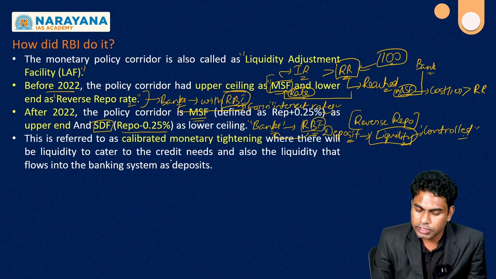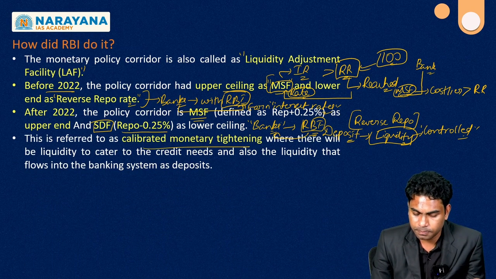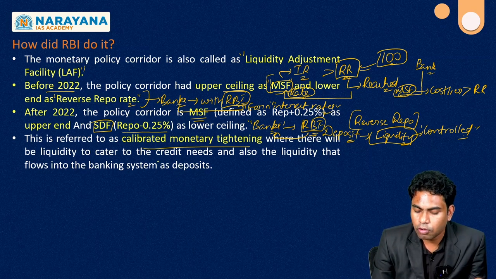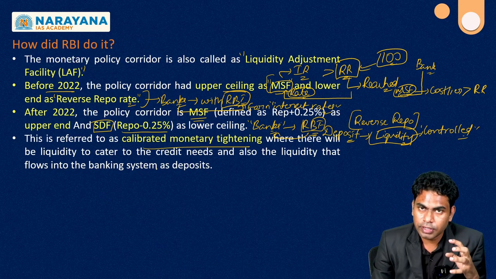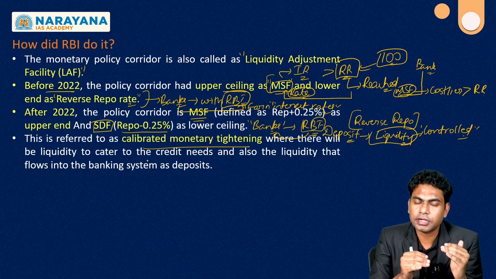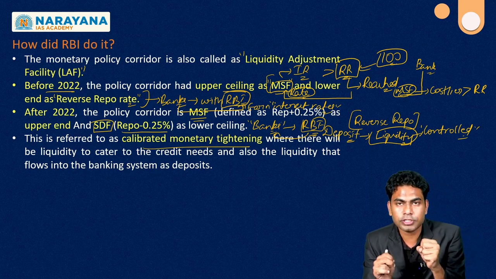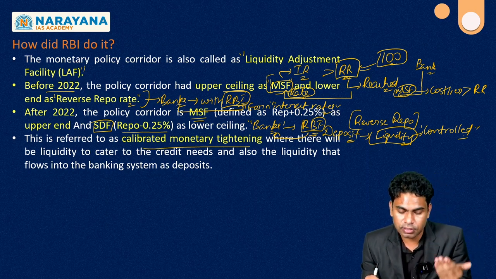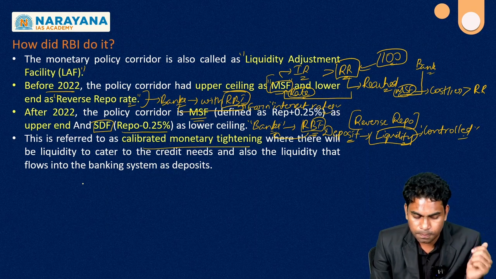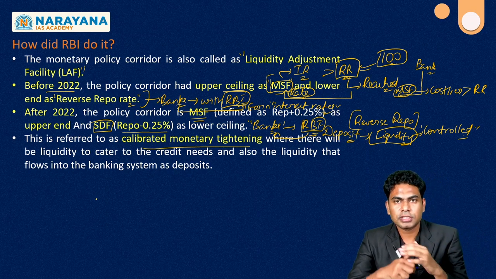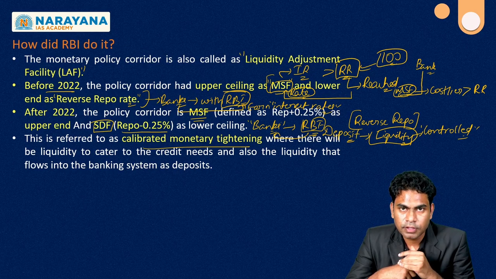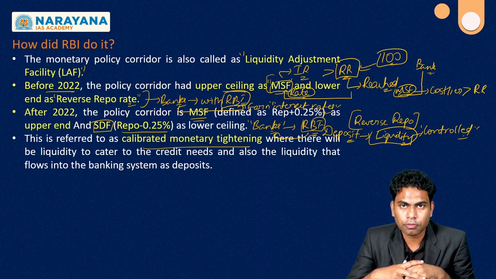This adjustment is called calibrated monetary tightening. And this is how we are able to tighten the liquidity such that inflation is under control and RBI is able to utilize its instruments to control, which was difficult in the earlier case. So this completes the topic. Now let us look into another topic.